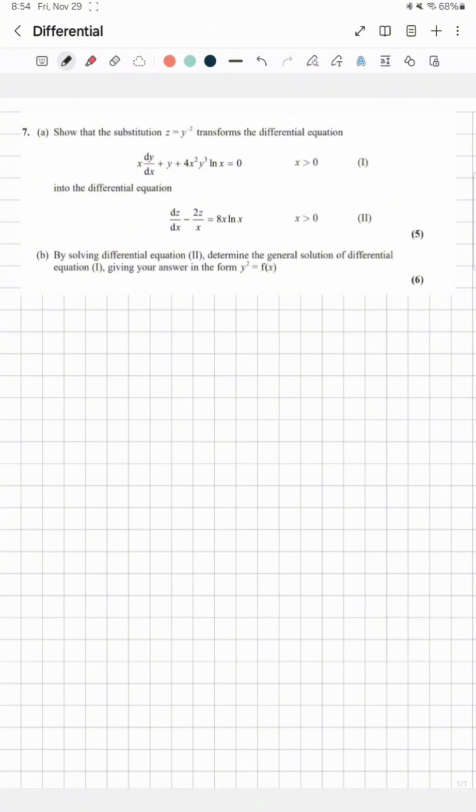So they say show that the substitution z equals y to the power minus 2 transforms the differential equation into the, okay, so they've given us a differential equation in terms of y and x. So we have to change that to in terms of z and x. And they've given us a substitution. So let's write down the question. x dy/dx plus y plus 4x squared y to the power 3, and then x equals 0.